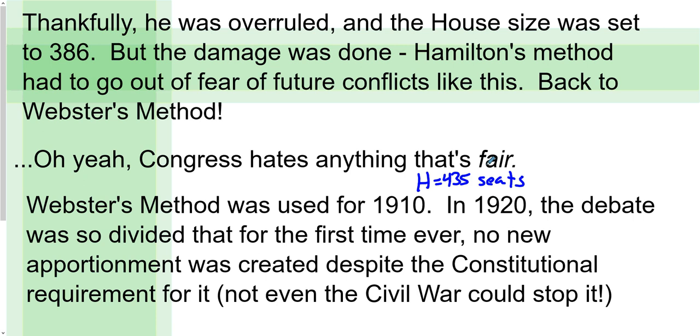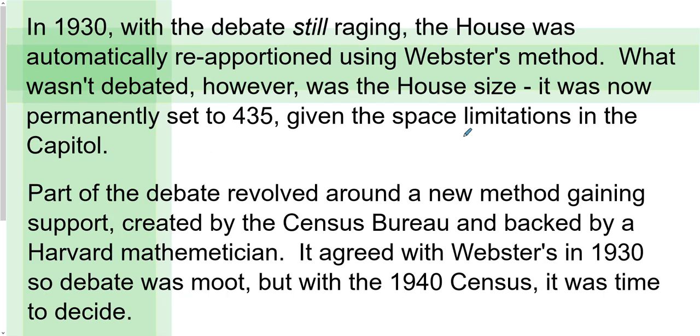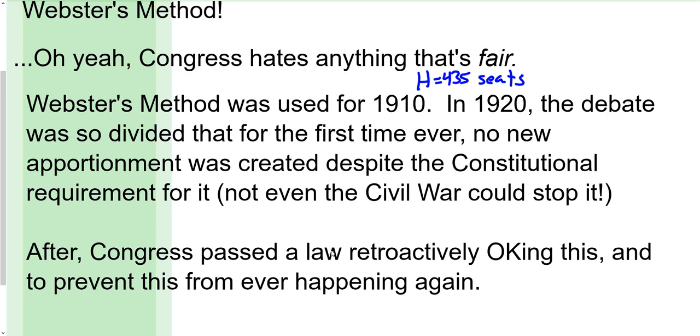And they keep talking it up, and nothing ever comes of it. 1923 passes, 1924 passes, like nothing. Not even the Civil War could stop this. And nope, they just can't agree. So what eventually happens? So in 1928, I don't know if it's listed here. Yes, okay. So in 1928, Congress passes a law retroactively okaying this. And so they realize that they have to do something.